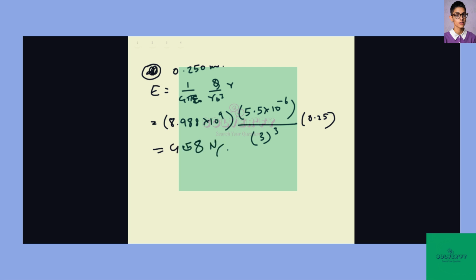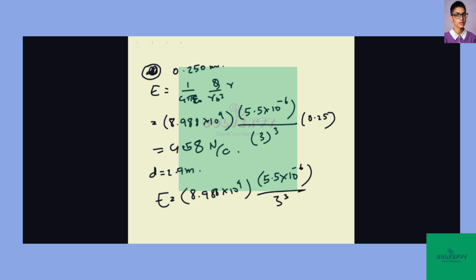This gives us 458 Newton per coulomb. And similarly, for distance 2.9 meters, we use the same formula, giving us 1 by 4 pi epsilon naught is 8.988 into 10 power 9. Q is 5.5 into 10 power minus 6 by 3 cubed, but the distance is 2.9 instead, giving us 5,310 Newton per coulomb. The other two distances, 3.1 meters and 8 meters, will be the same. That's it.